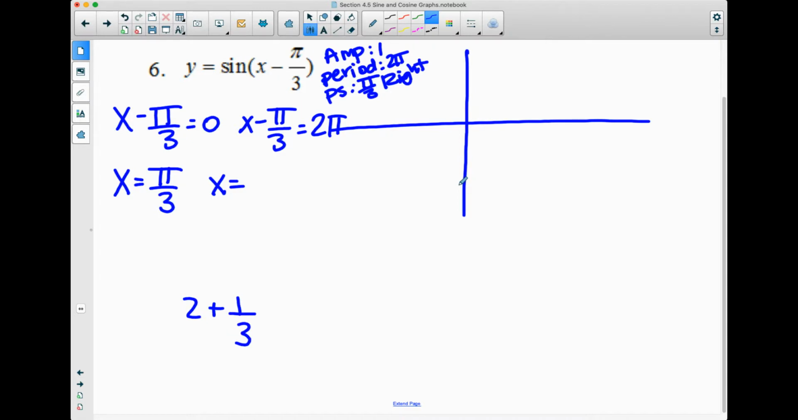So I'm adding a third to 2. If you need to do some side work off to the side, like a common denominator, we get 3 times 2, which is 6, plus 1 gets me 7 over 3. Again, fractions, you have to get used to them.